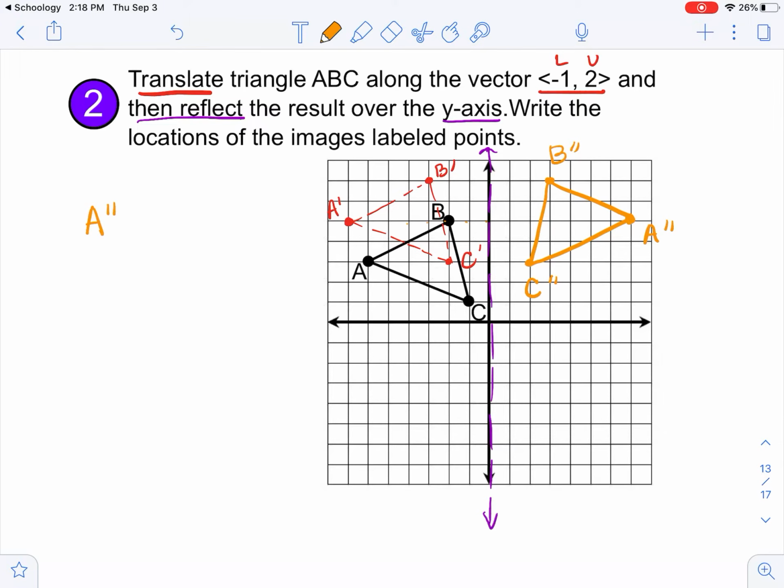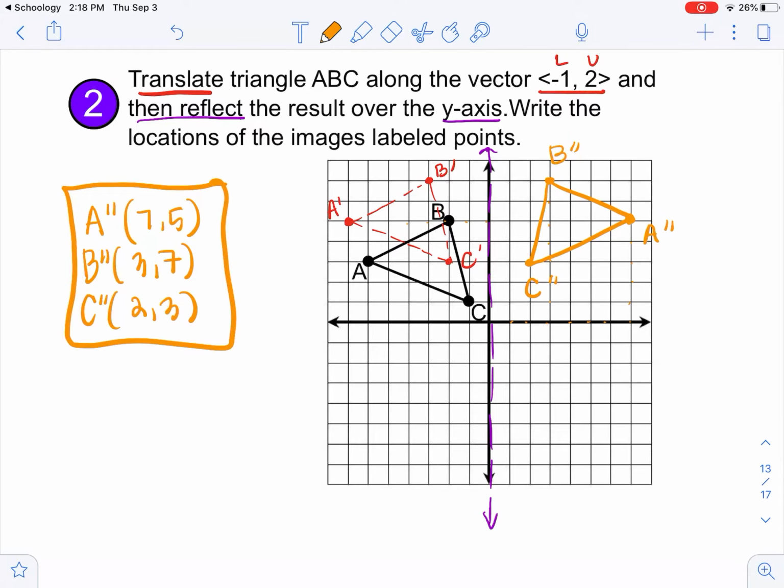and you can write the location of your new points. A double prime, B double prime, C double prime. A double prime is at 1, 2, 3, 4, 5, 6, 7, 1, 2, 3, 4, 5. 7, 5. B double prime is at 1, 2, 3, 1, 2, 3, 4, 5, 6, 7. 3, 7. And C double prime is at 2, 3. Notice some points are easier to count in your head than others, or at least estimate where they are.